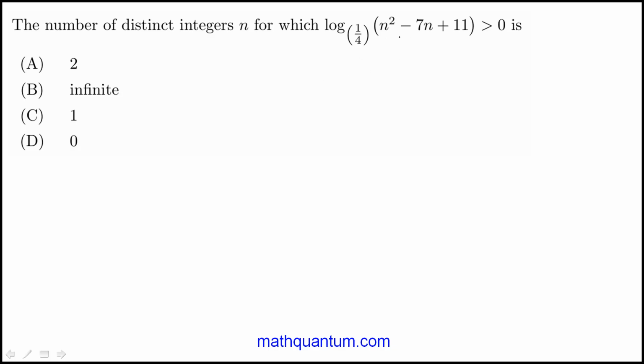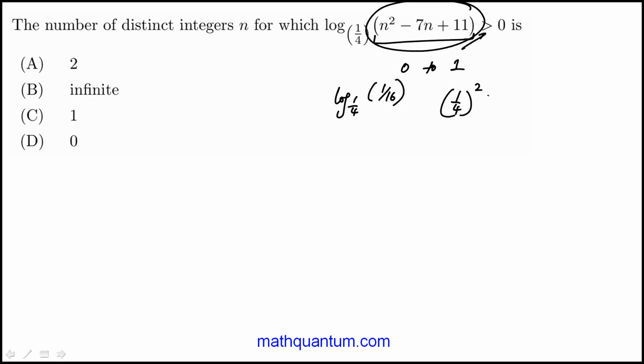So in this question, if we need this inequality to be satisfied, we have to have this number fall between 0 and 1. For example, if this was 1/16, that entire quantity, in this case 1/4 squared is 1/16, so this whole thing would be 2, and that would satisfy this. So this has to fall between 0 and 1.